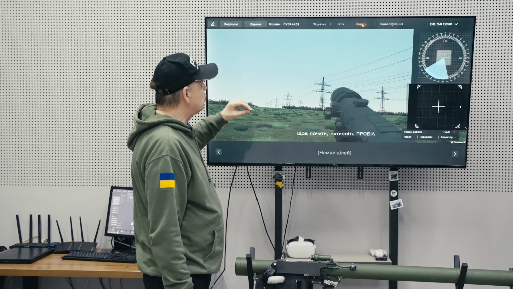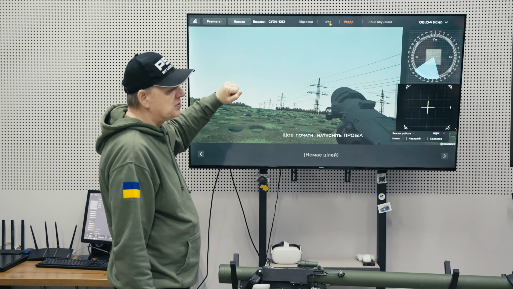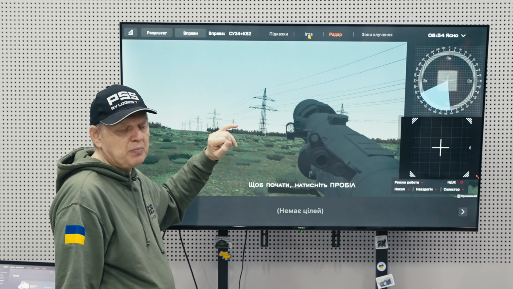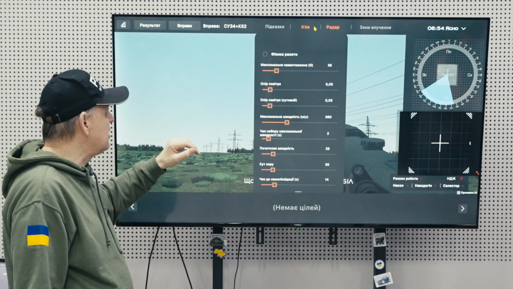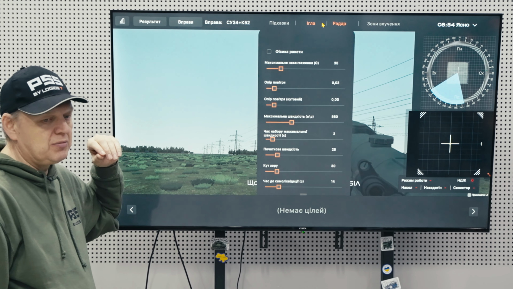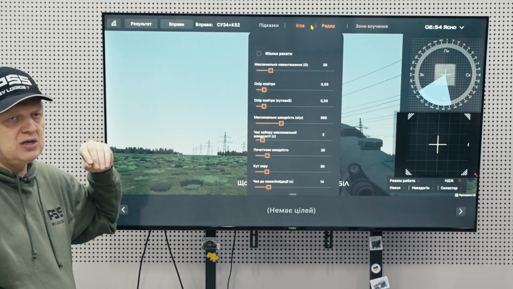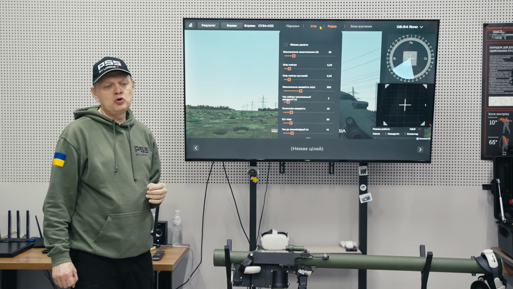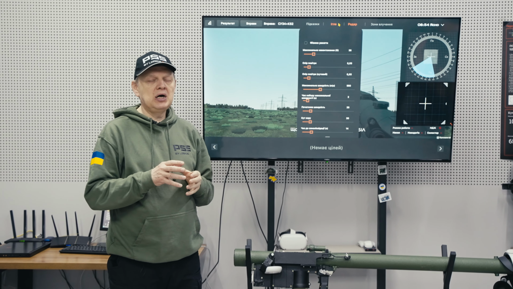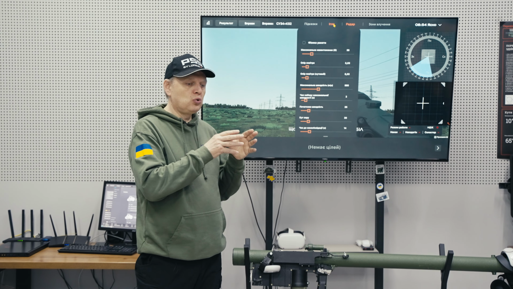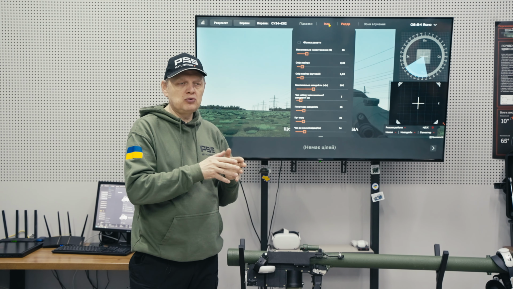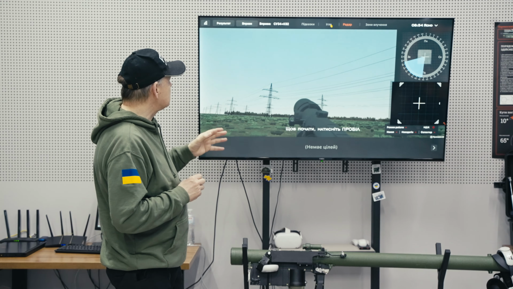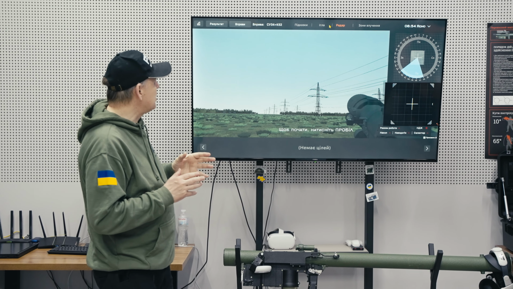The difference between this simulator and other MANPADS simulators that we have is the ability to configure the missile parameters, because the Igla MANPADS has quite a few parameters that affect the behavior of the missile. There are different types of missiles, and we have recreated all of these accordingly in order to bring the simulator's characteristics as close as possible to the characteristics of specific weapons that are in service with the units.